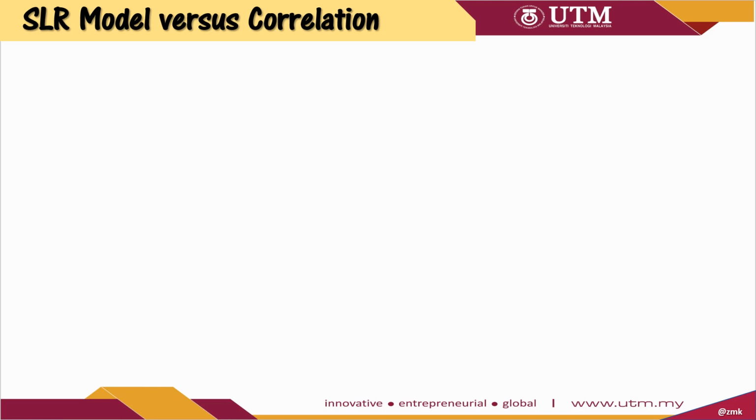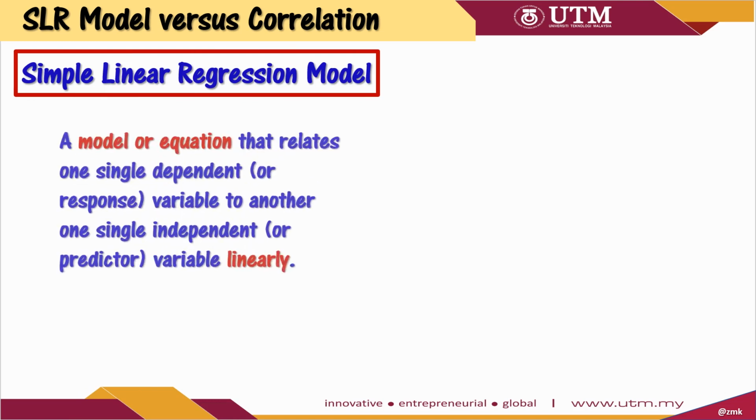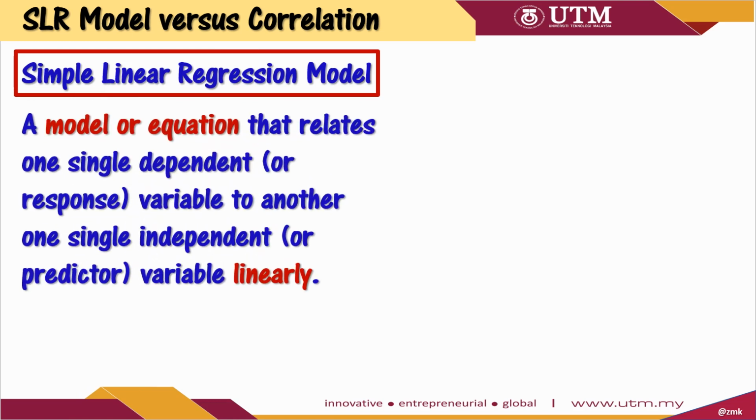Recall what a simple linear regression model is. It is a model or equation that relates one single dependent or response variable y to another single independent or predictor variable x linearly. Or we can say the dependent variable y can be a function of the independent variable x if there is a linear relationship between the two variables, when the slope parameter is not zero.